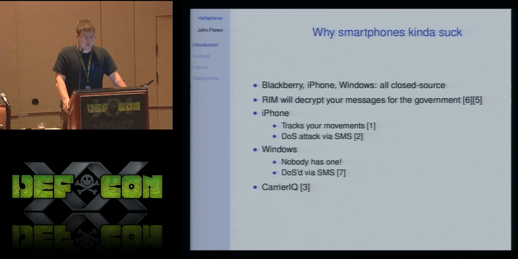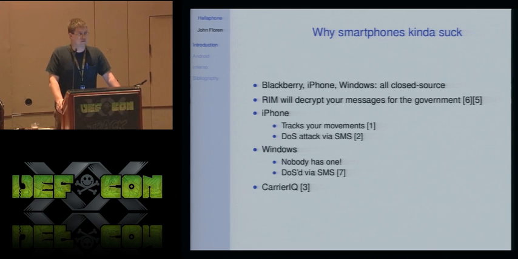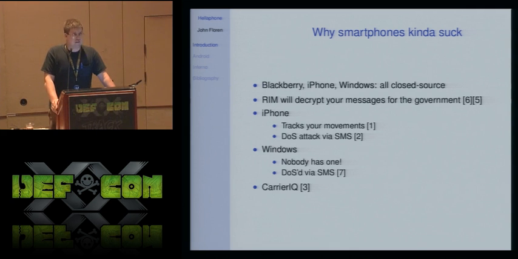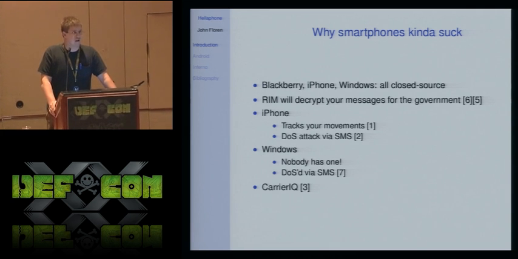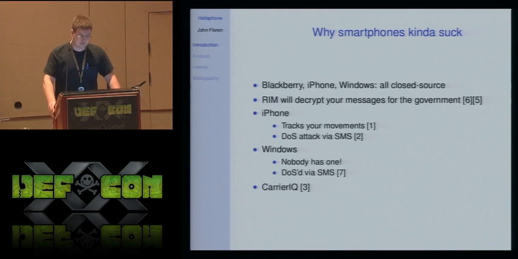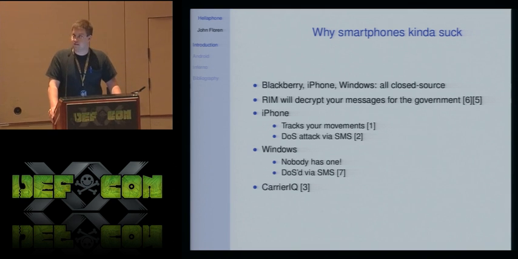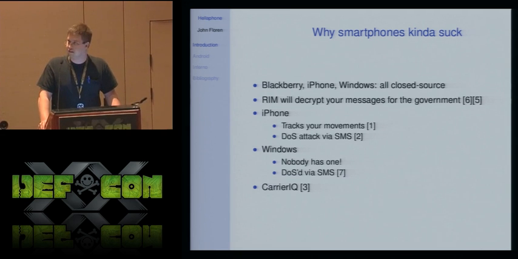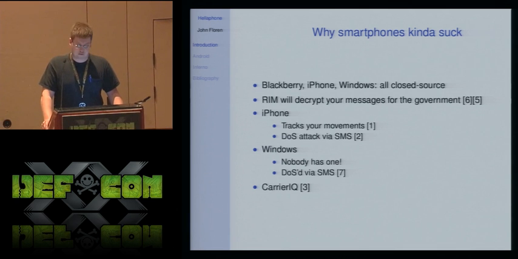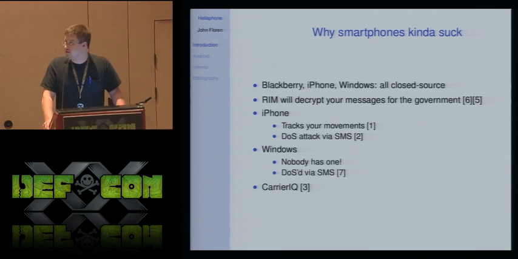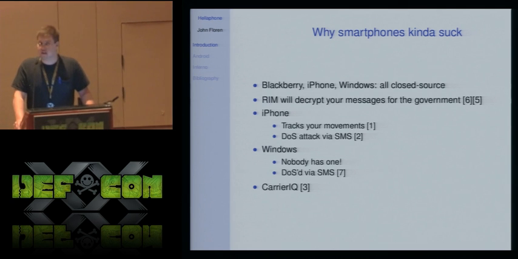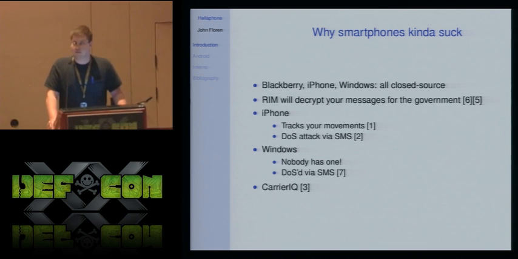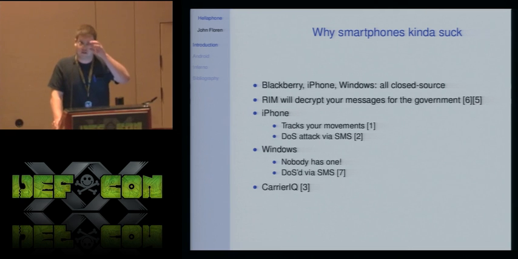There's been a few incidents where RIM has indicated that they're willing to decrypt users' text messages to each other for the government. I think that happened recently in London after the riots. We've seen the iPhone maintains a record of all the cell towers you come into contact with, meaning that they know your position and store it on the phone. And there've been incidences of security holes like a DOS attack. You could do a denial of service on someone's smartphone by sending SMS.